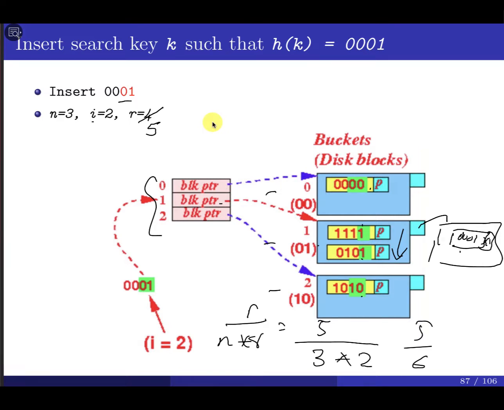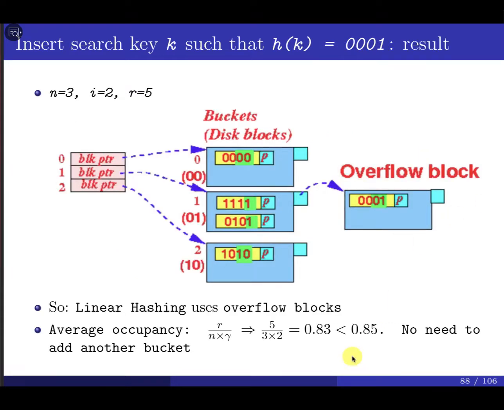Definitely this one is going to be what here? So that means you're going to have overflow? Actually, no overflow. Because this value is 0.83 and the threshold that we have is 0.85. So in this case, we are fine. We don't need extra buckets here, since we only have overflow blocks. Okay? Good.